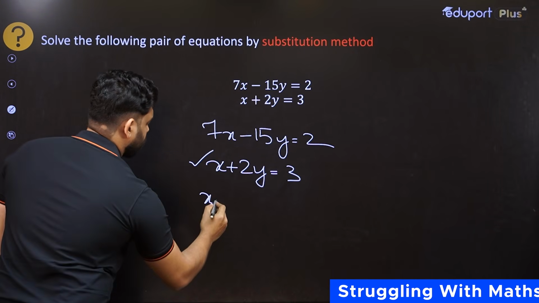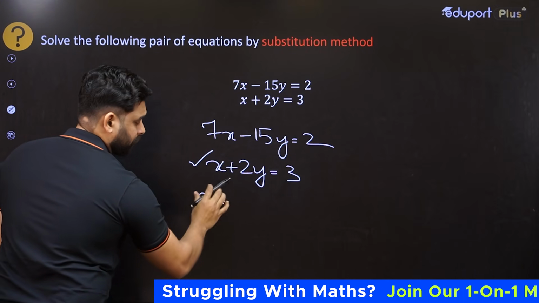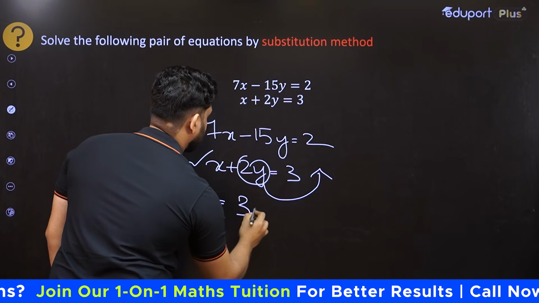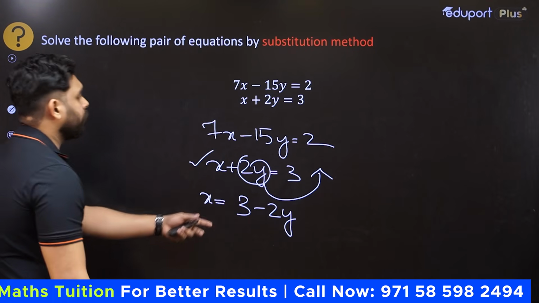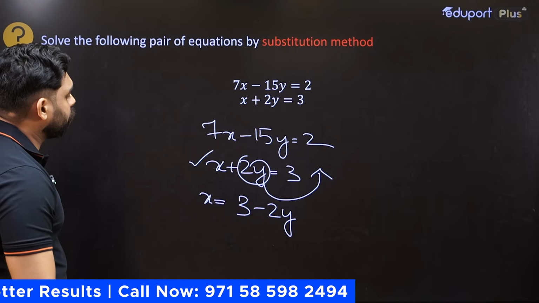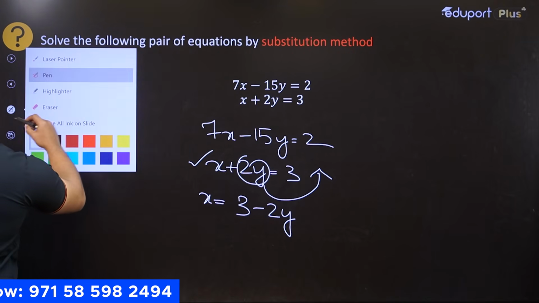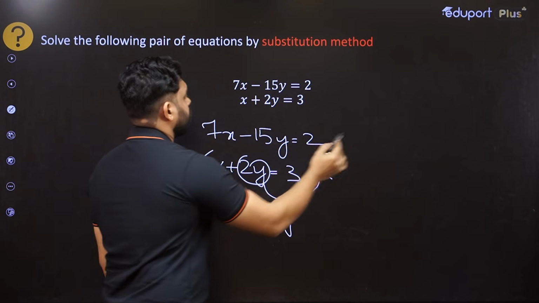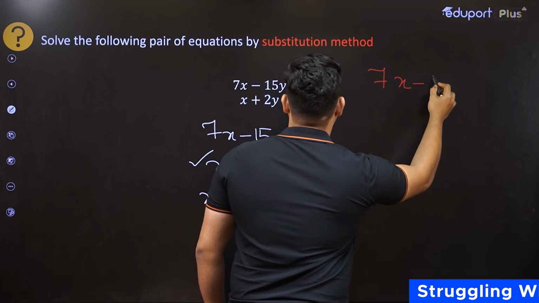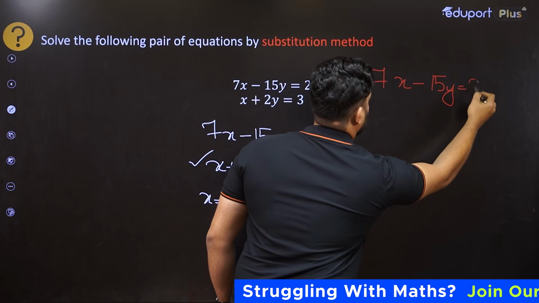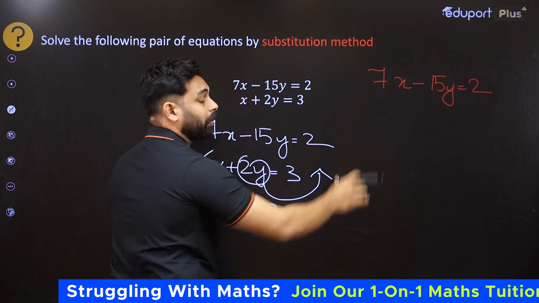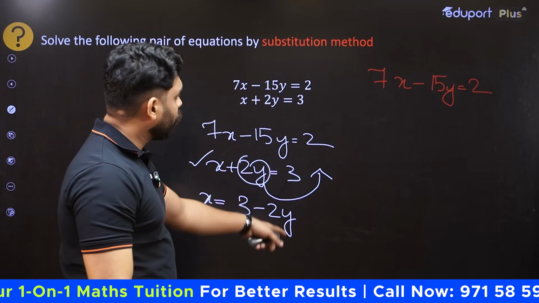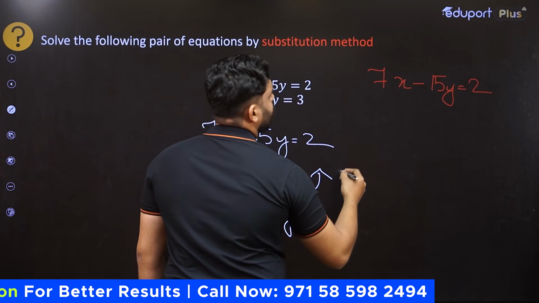From here, what will be the value of x? Take this 2y to the right hand side, so we will get 3 minus 2y. So now we got the equation: x is equal to 3 minus 2y. Now substitute this 3 minus 2y in 7x minus 15y is equal to 2. Okay, you have to substitute the value of x, that is 3 minus 2y, in 7x minus 15y is equal to 2.